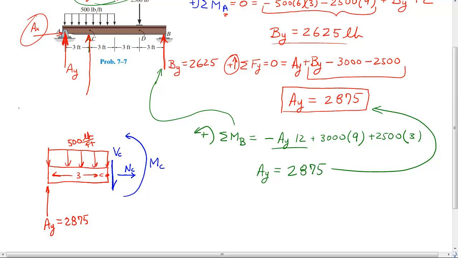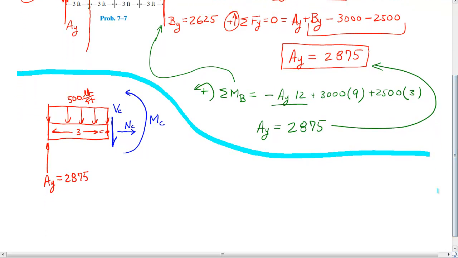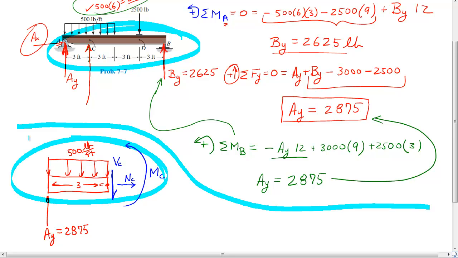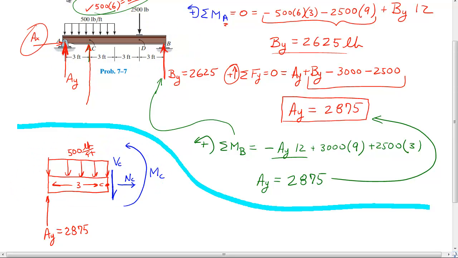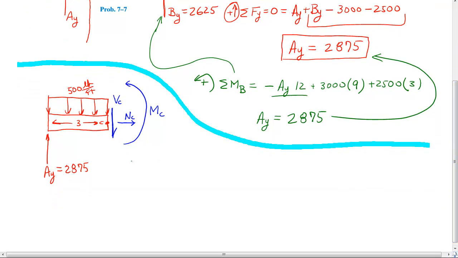All right. Here you're doing something very similar to what you did previously. It's just instead of working on the entire beam up here, now you're working on a portion of the beam. So let's work on that.